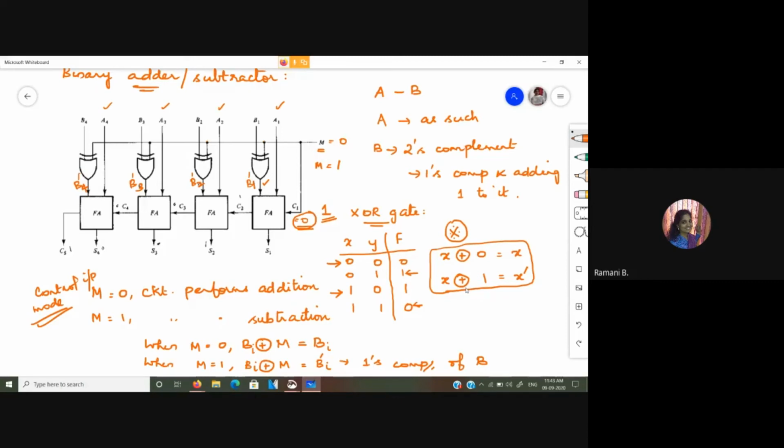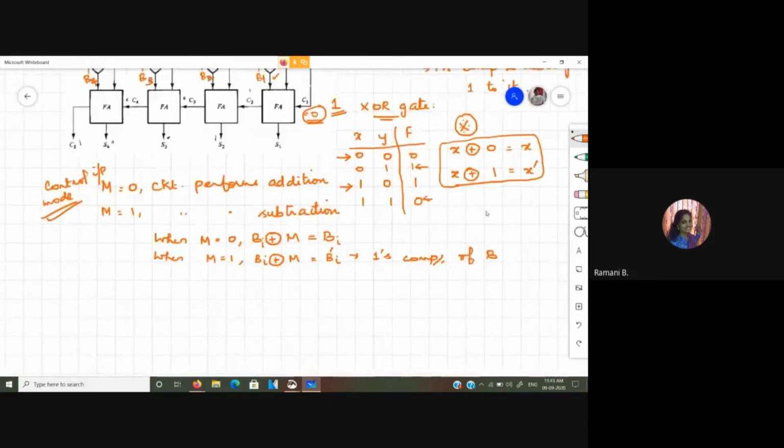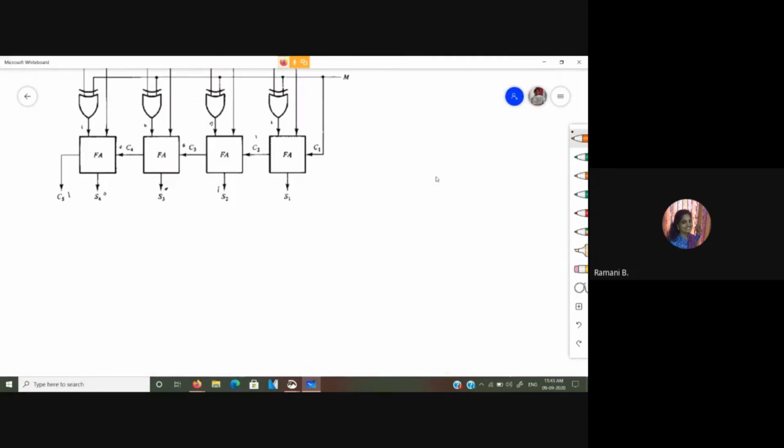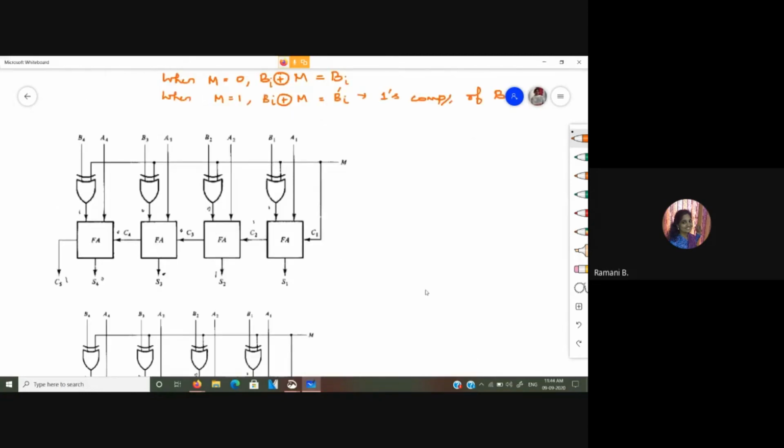So maybe let us consider an example. First let us see addition, then we will see subtraction. So let us consider A to be 1100 and B to be 1001. And first we are going to perform addition. So M is equal to 0 to perform addition.